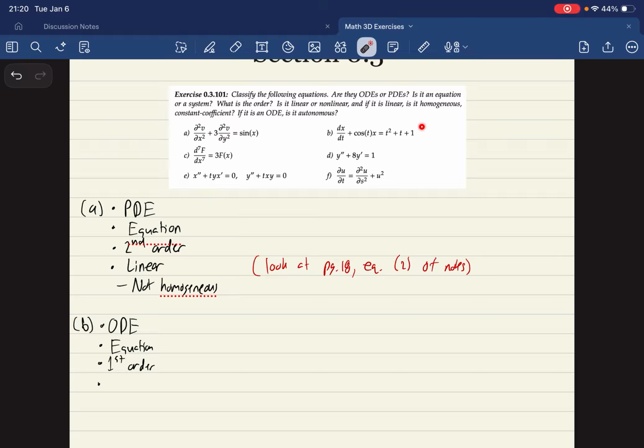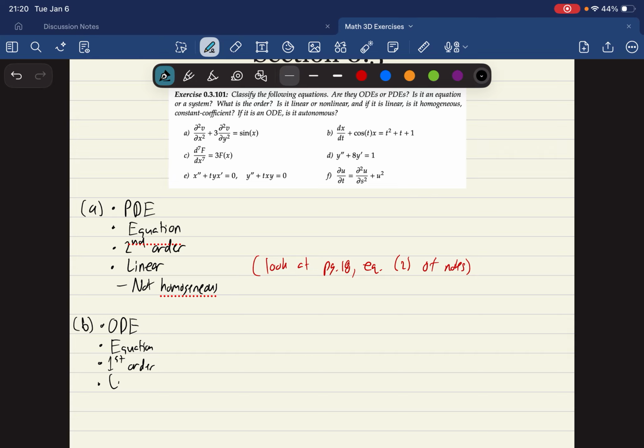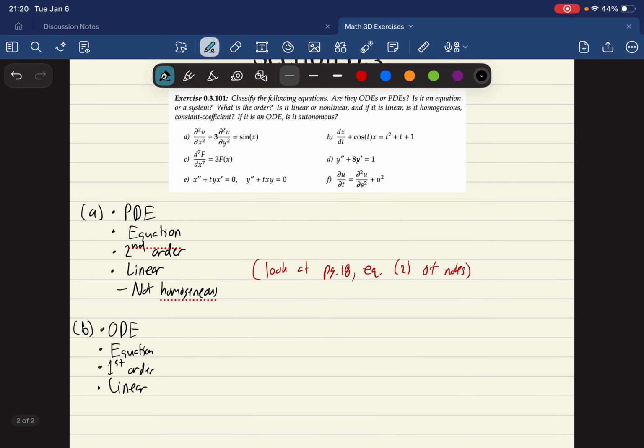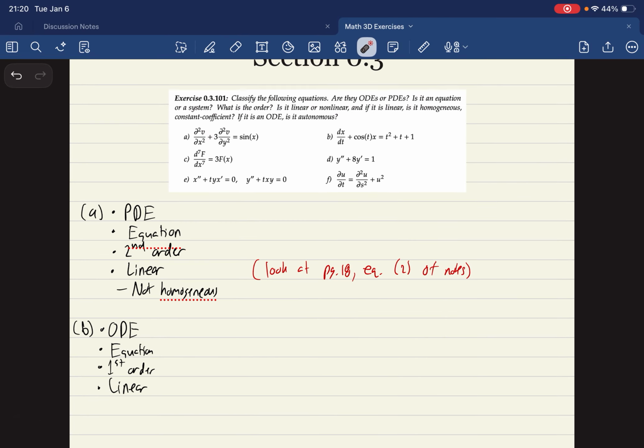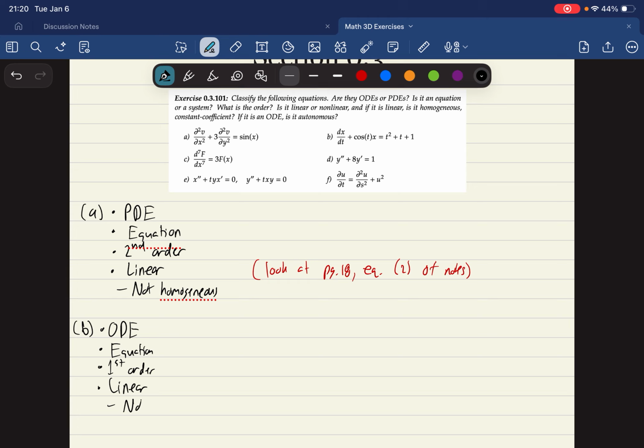And on the right side, we have everything that doesn't depend on our function x. And so this would be a linear equation. Now we know it's linear. Is it homogeneous? No, it is not. For it to be homogeneous, note here that we would have to have the right side be all 0. But here we have t squared plus t plus 1, so this is not homogeneous.